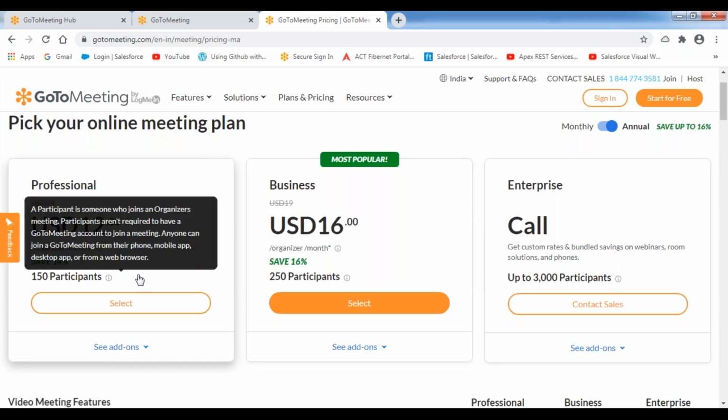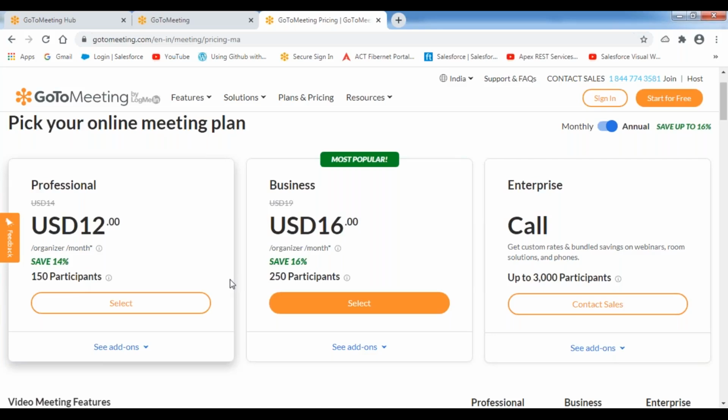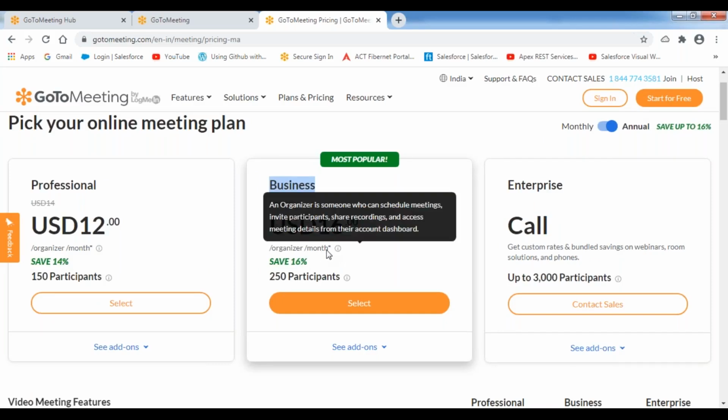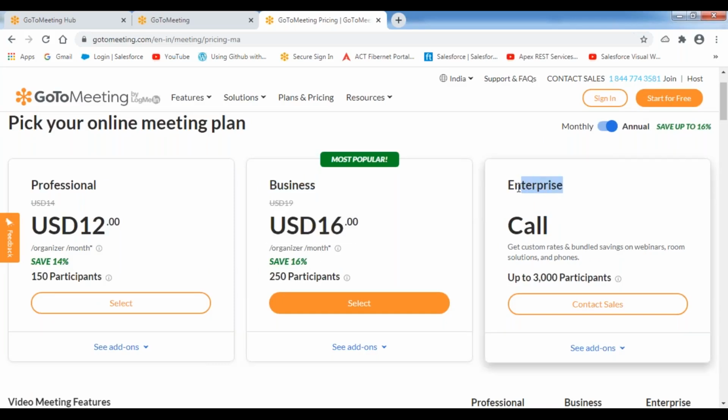$12 per month. This is the cost. 150 people can join that. Now there is another one, the business. This is the second edition, which is $16 per month. Third one, enterprise.